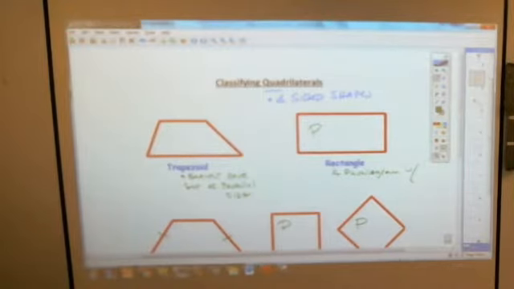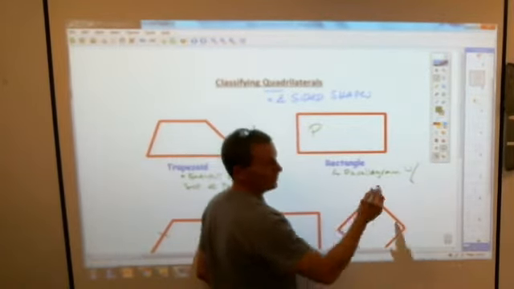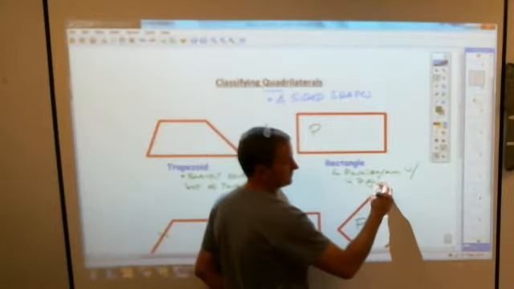I'm not 100% sure. As a matter of fact, I don't think it is. My rhombus is not a rhombus. I should just quit right now. It's just been one of those days. It started when you guys walked in the door. So, what is a rectangle? Exactly, and that's all it is. It's a parallelogram with 4 right angles.